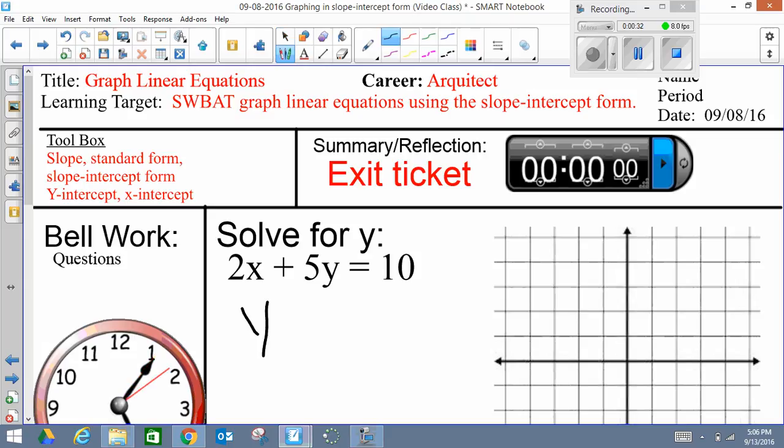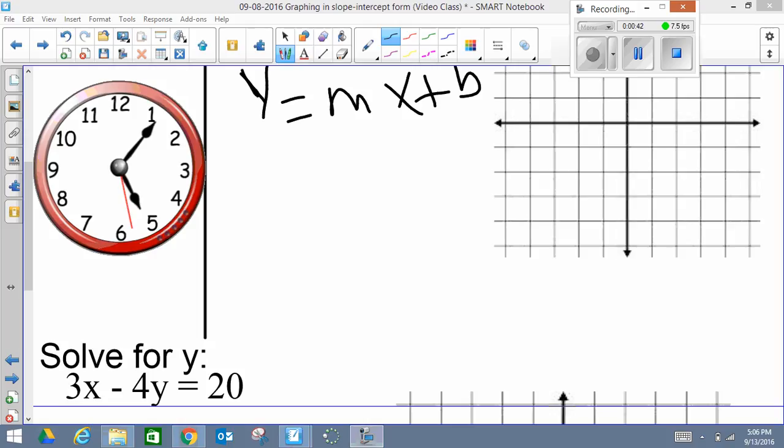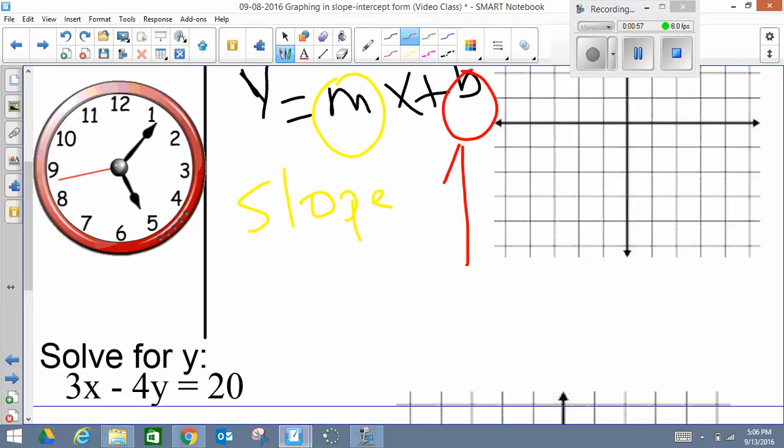Slope-intercept form is y equals mx plus b. This is a y. Where the m, let me scroll down, where the m right now, this is the m. It's your slope. That's called slope. And the y-intercept is the b. That's your b, which is called the y-intercept.